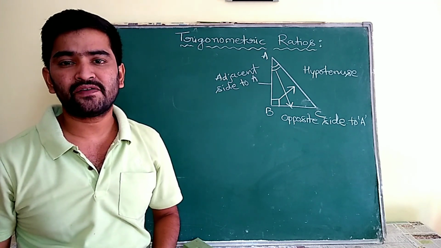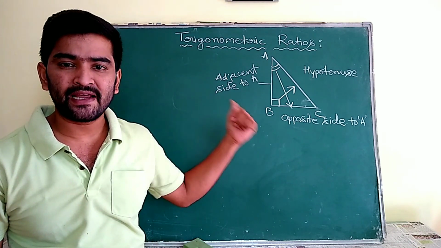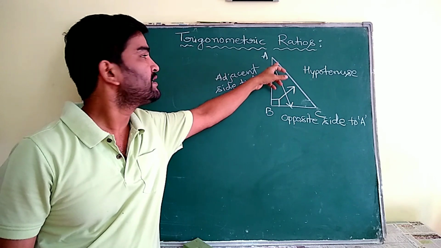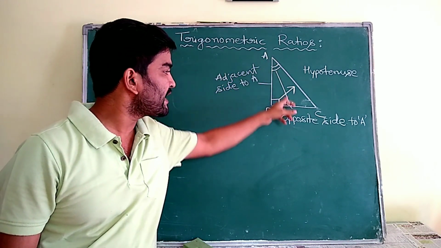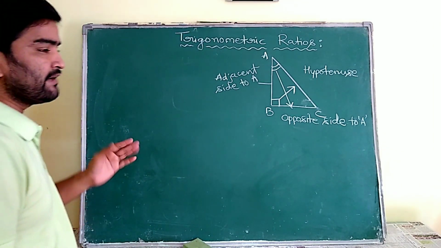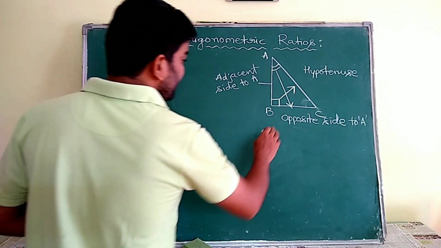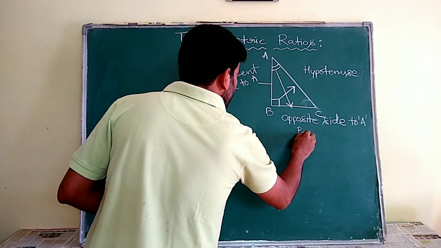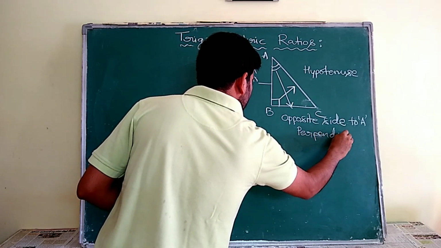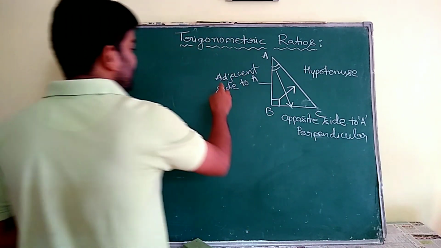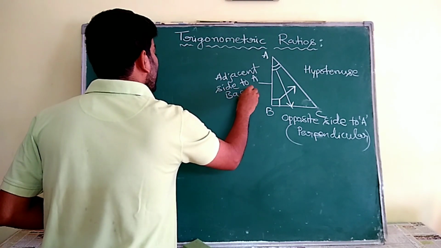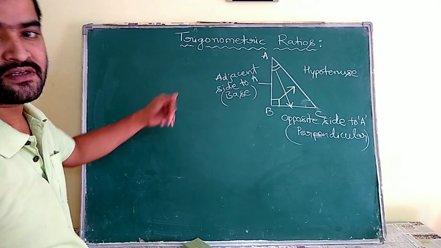The opposite side is also very easy by considering the given angle. For example, here I considered A, so the side opposite to A is BC. Like that we name the three sides of the given right angle triangle. One more name for the opposite side is perpendicular, and one more name for the adjacent side is base. We may name the adjacent side as base also.